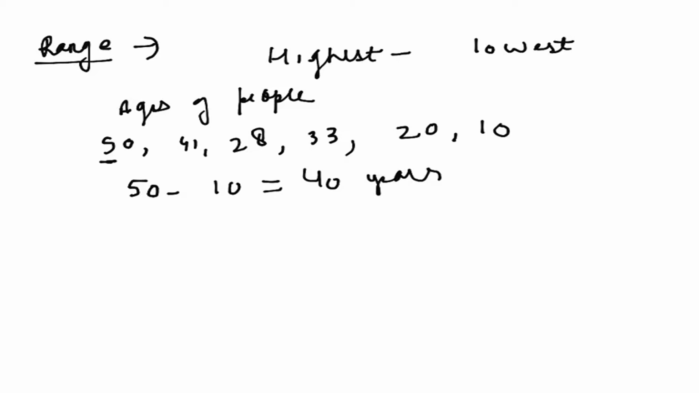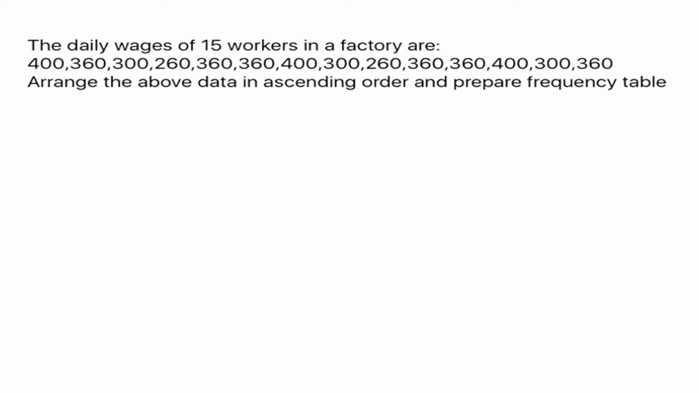So this is the way we calculate the mean and range. Let's take some examples based on that, where we will see how to calculate the frequency, range and mean. Let's start with examples. We have a question: we have the daily wages of 15 workers as follows. They have been given over here. We have to arrange the data in ascending order, and we have to prepare the frequency table for this.